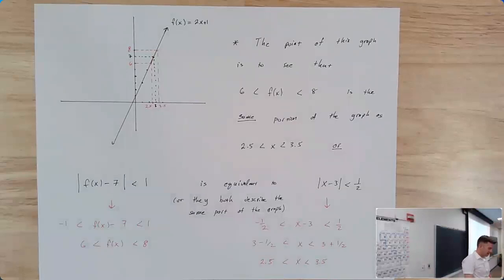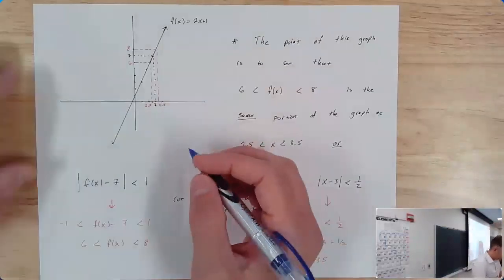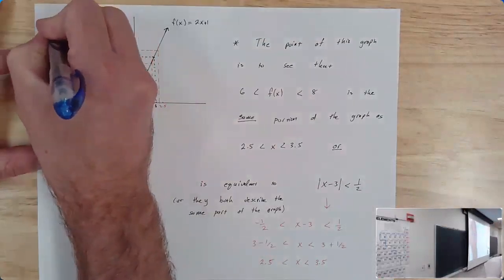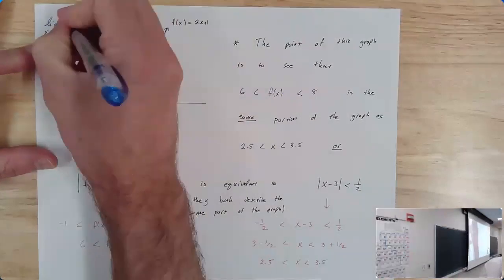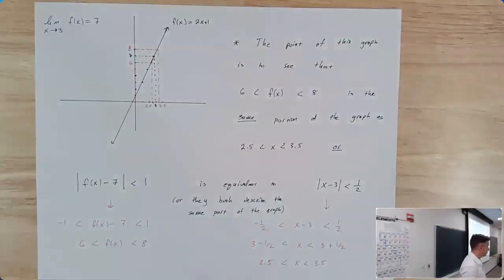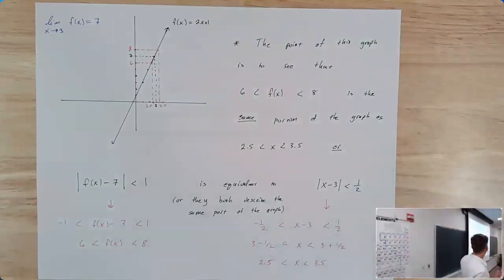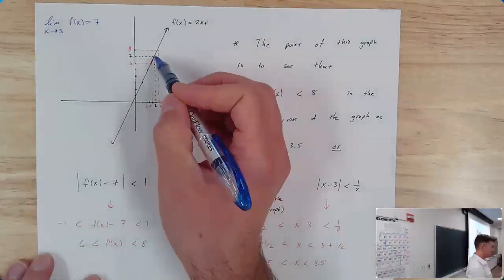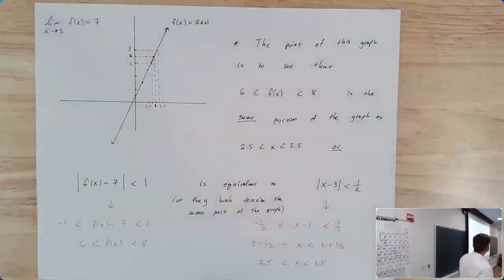Also, I should point out, just so everyone's on the same page, the whole idea is we're trying to talk about why the limit as x approaches 3 of this function is equal to 7. That's what we start with. If you look at it, as x gets closer and closer to 3, the function definitely gets closer to 7. What we're trying to do is make that a bit more precise.